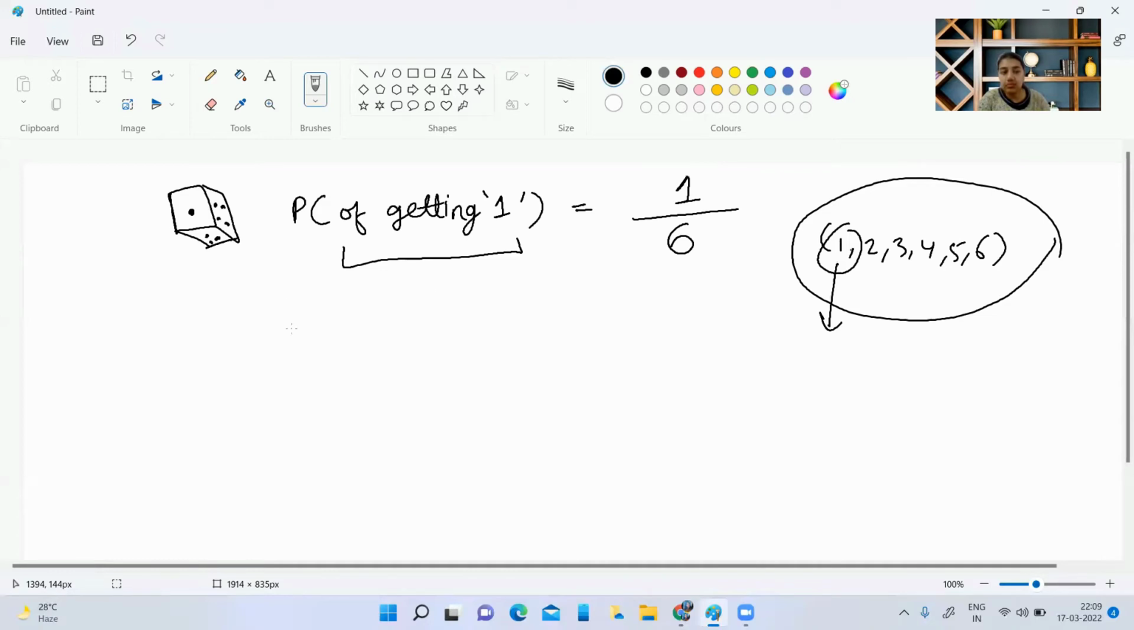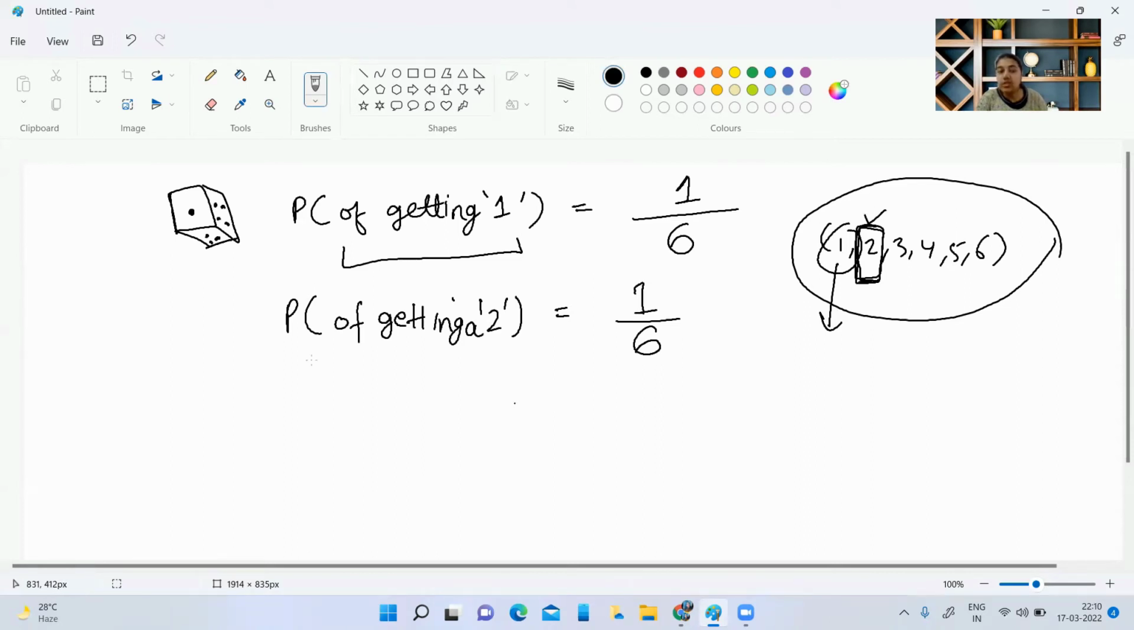Also, if I ask you the probability of getting a 2, what is the probability of getting a 2? You will say 2 is also one number, right? It's actually only one number. So out of these 6 numbers, 1, 2, 3, 4, 5, 6, 2 is only at one face of the dice. So the probability of getting a number 2 is 1 out of 6.